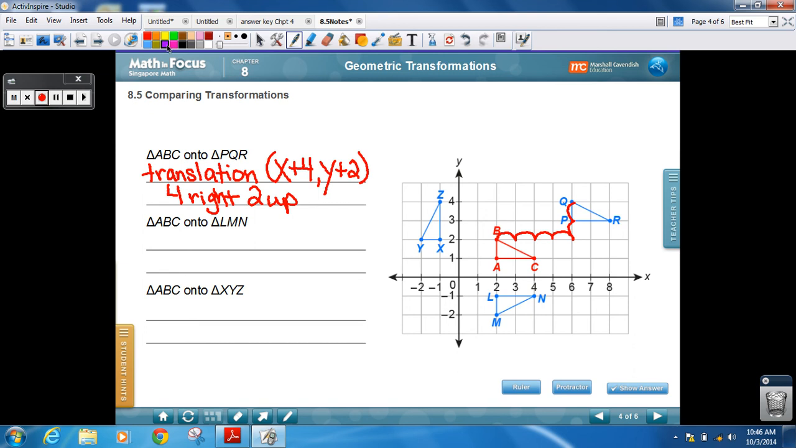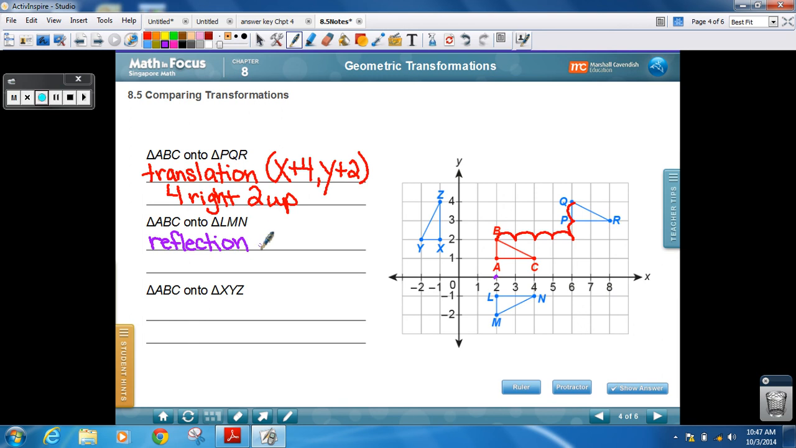Okay, in order to do our next one, ABC to LMN. This one flipped over, and it flipped over. A is equal distance, 1 from the x-axis, L is 1 from the x-axis. So a flip is known as a reflection. And you have to note what the line of reflection is.